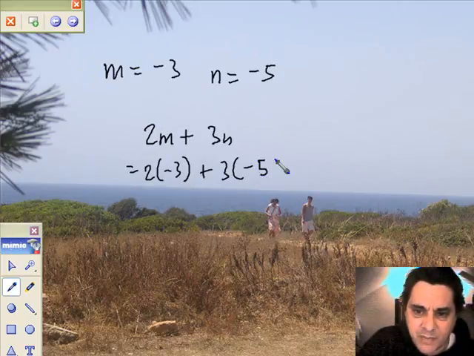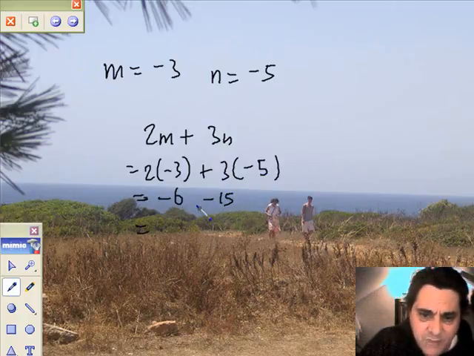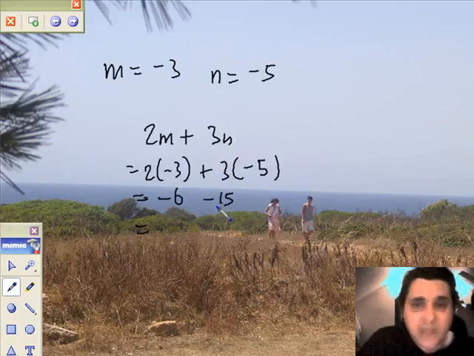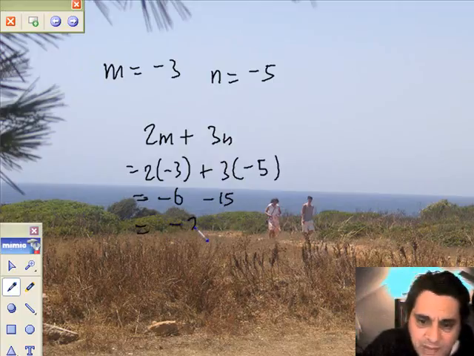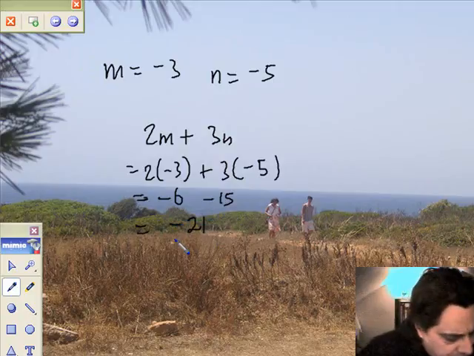Let's just work it out bit by bit. Right, 2 times minus 3 is negative 6, and 3 times minus 5 is minus 15. So look at it carefully. Minus 6, take away 15, you're going down even further. We're at minus 21.